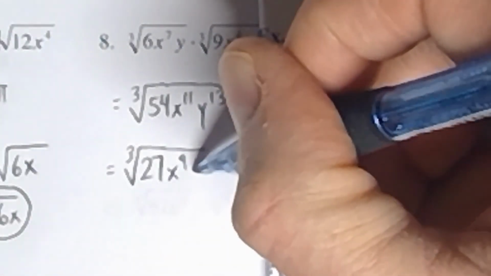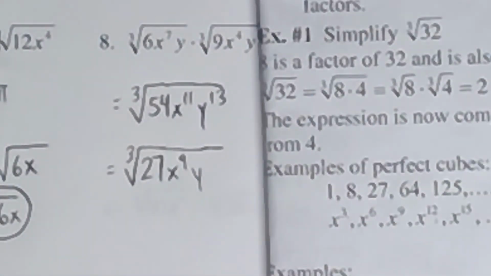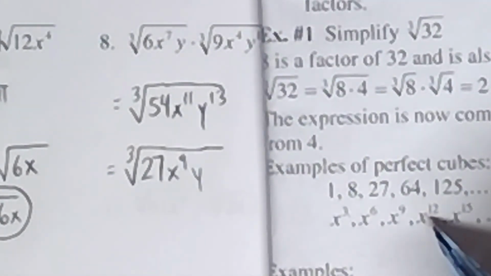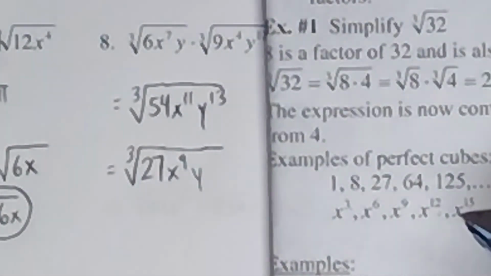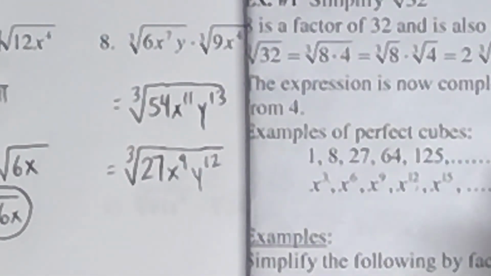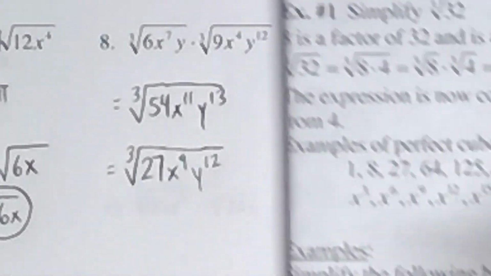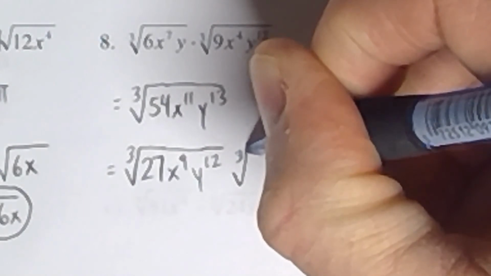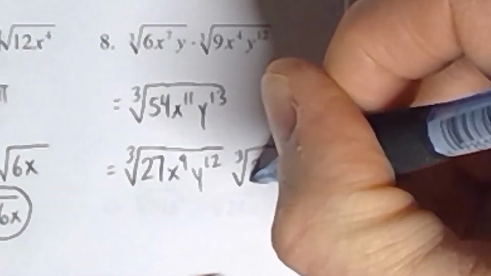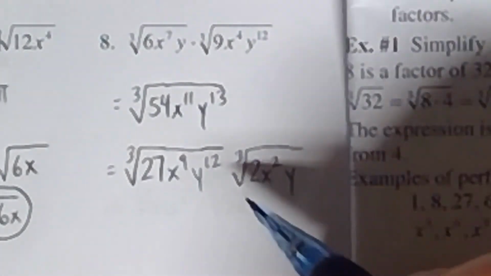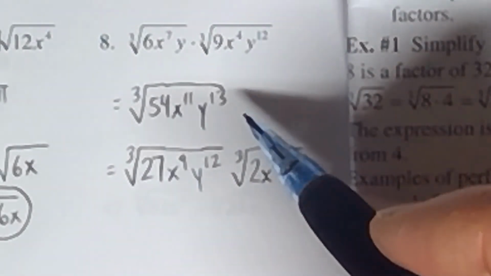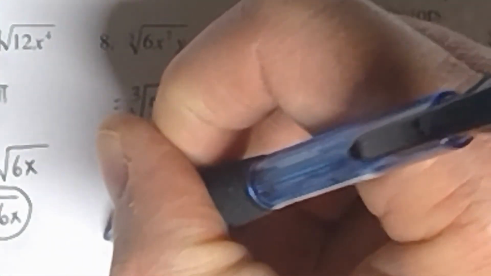Okay. And then finally, what about y to the 13th? What do I factor out of that? 12 is smaller than the exponent we have, 13, but 15 is too big. So 12 must be the largest exponent that we can use there, from the list. What does that get multiplied by here? 2, x to the second, y to the first, in order to get it to still be equal to the previous radical up there.